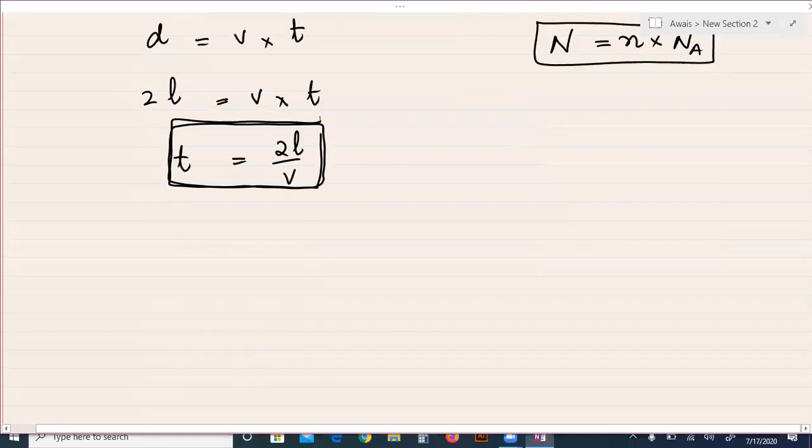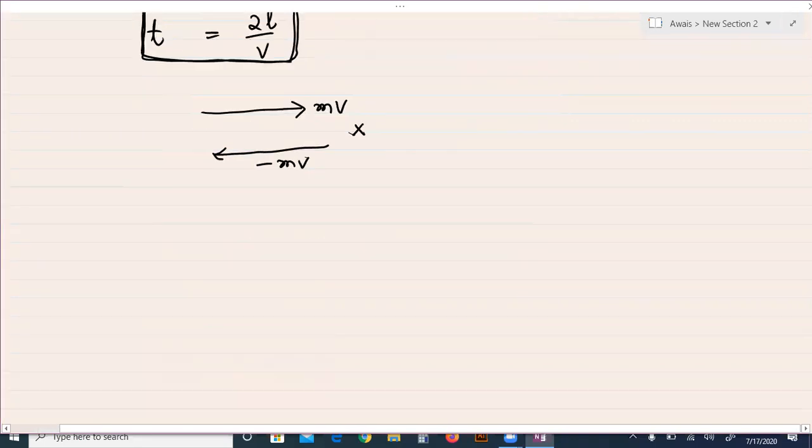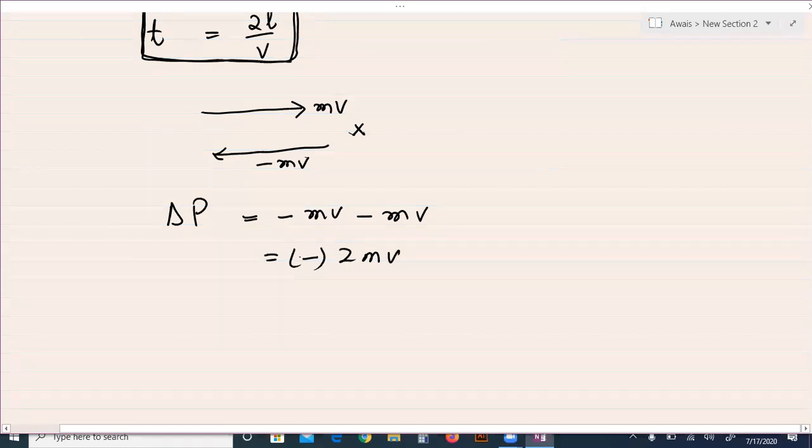Now, before the collision, the molecule is going in this direction with momentum mv, and then it's going back with negative momentum. So here is a collision. So what is the change of the momentum? It is the final momentum minus the initial momentum. So we can write 2mv, positive because it's a difference.